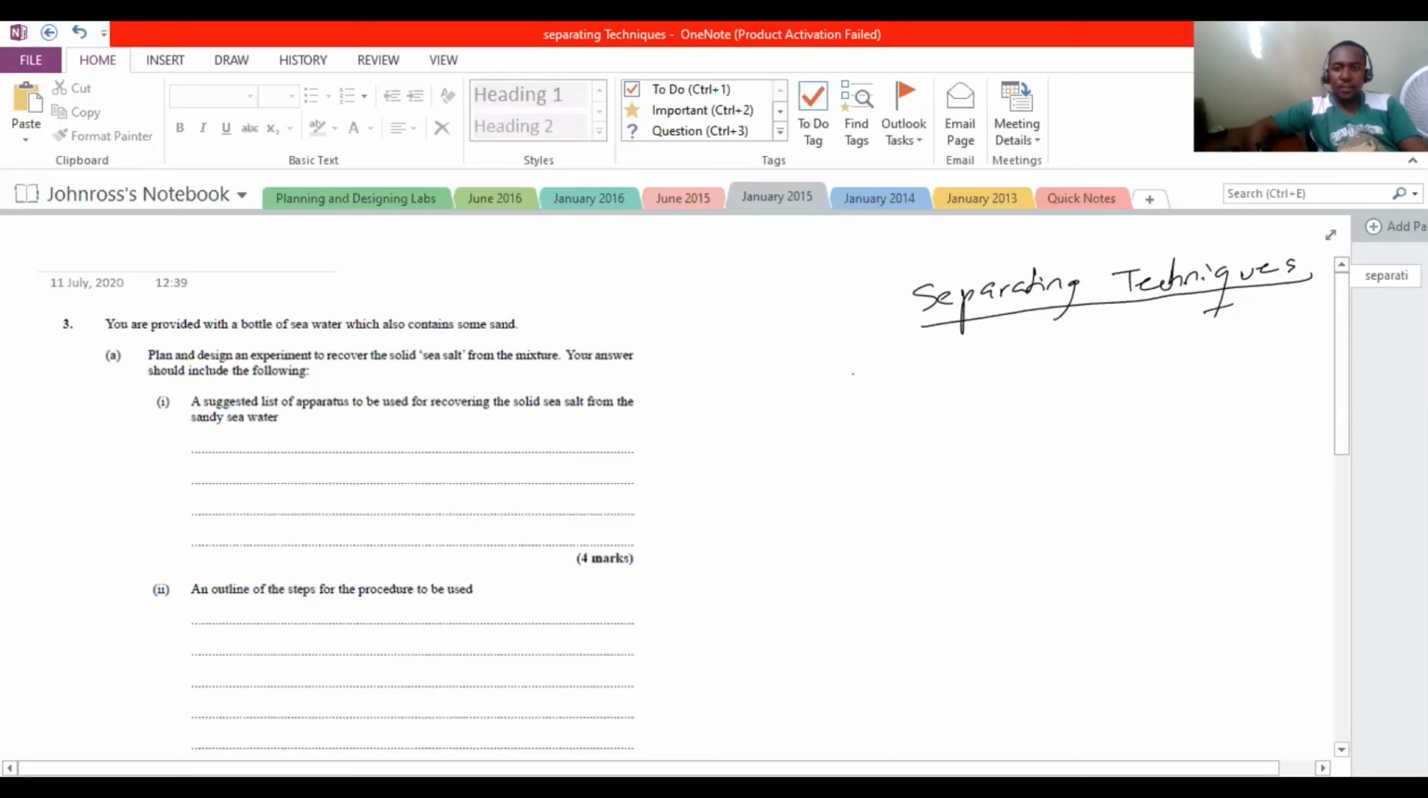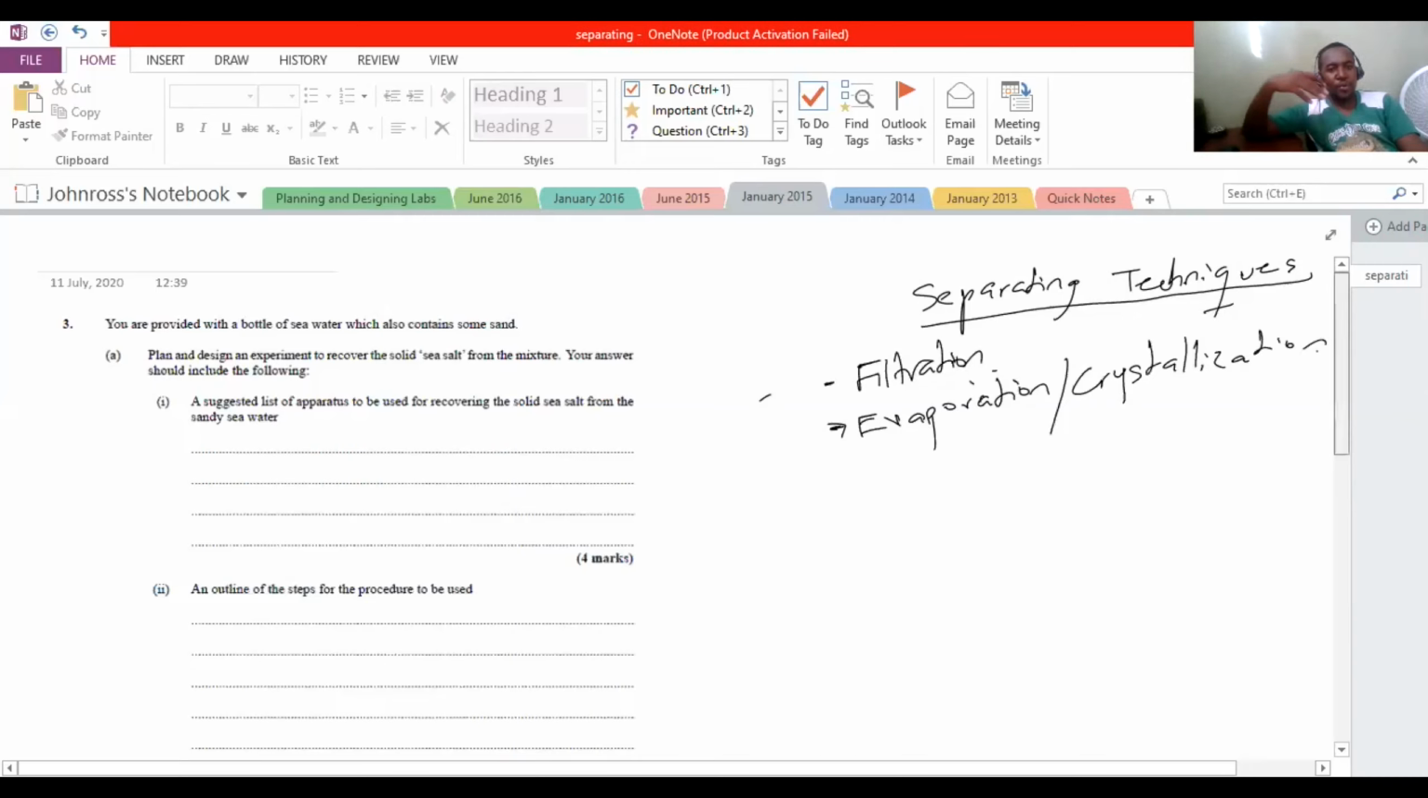Filtration and evaporation. Yes, we can go with evaporation, or crystallization. Yeah, crystallization for real. So evaporation or crystallization. All right, so those are the two techniques that we're going to use.